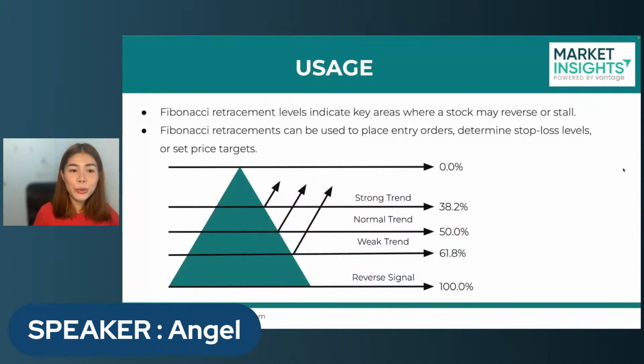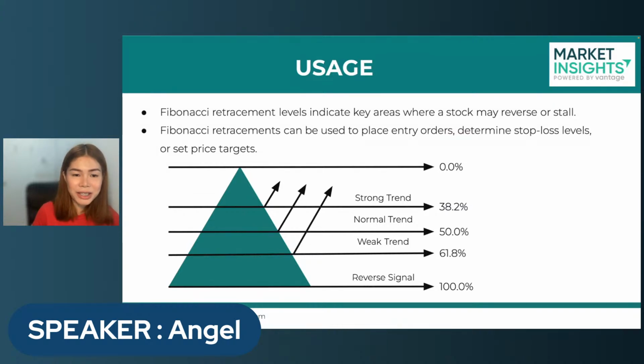Now, how do we use Fibonacci retracement? These levels show us key areas where a stock or financial product may reverse or stall. Fibonacci retracement can be used to place entry orders, determine stop loss levels, or set your price targets or take profit. So, for example, these are the price levels for a retracement, and let's assume the price is in an uptrend.